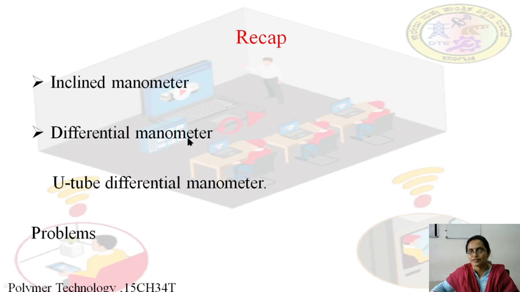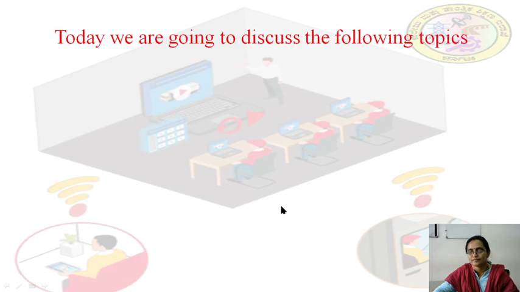Differential manometers are used to record the pressure differences between two different points on the same pipe or two different pipes. We also dealt with U-tube differential manometer for the same purpose, for getting pressure differences between two points in a pipe or two different points. We also dealt with one or two problems. Today we are going to discuss the following topics.